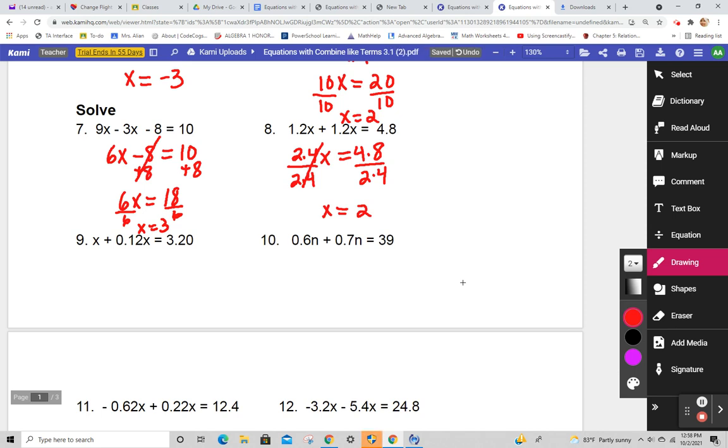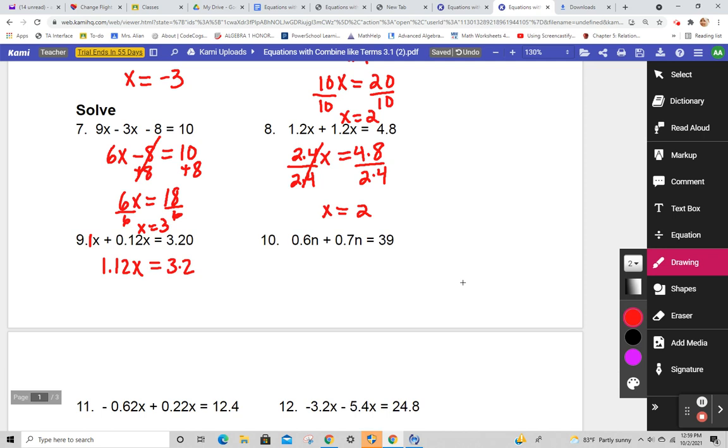All right. Before we can solve this equation, we have to combine like terms. Now, if this equation confuses you because you don't see a number in front of x, you can always put a 1. If you have x, that means you have 1x. So you can put the 1. We just don't put it, but you can put it. All right, so 1x plus 0.12x, that's 1.12x combined together, equals 3.2.